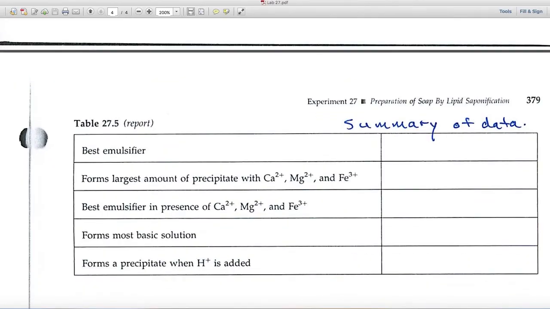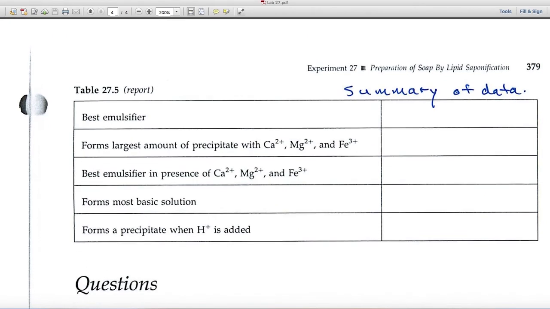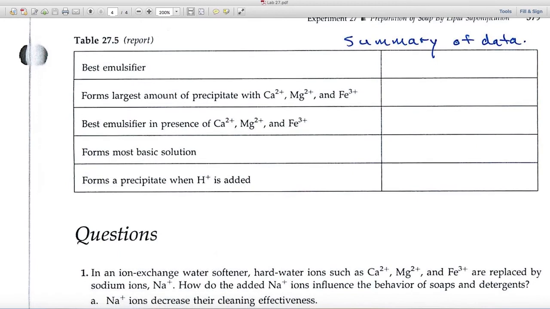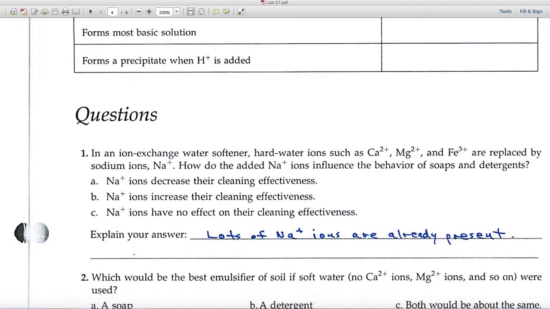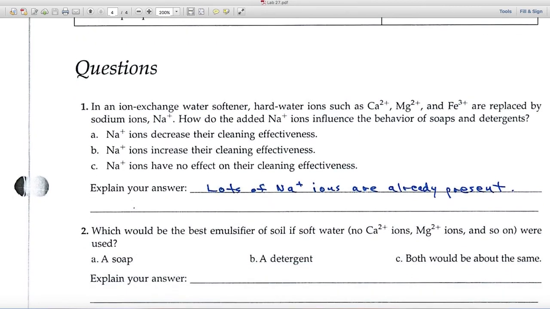Table 27.5. This is just sort of a summary now. Nothing new here. You'll recopy your results from other sections. And then the questions at the end of the experiment.